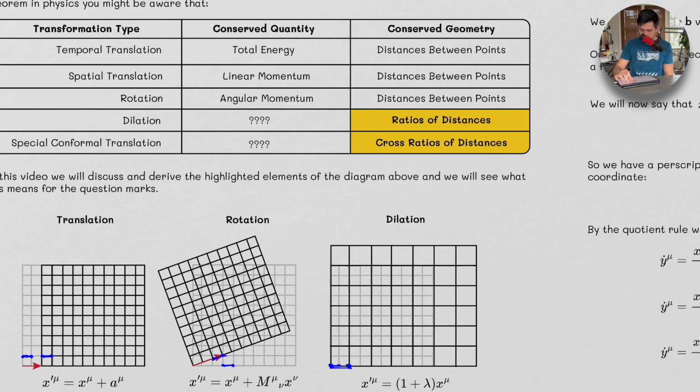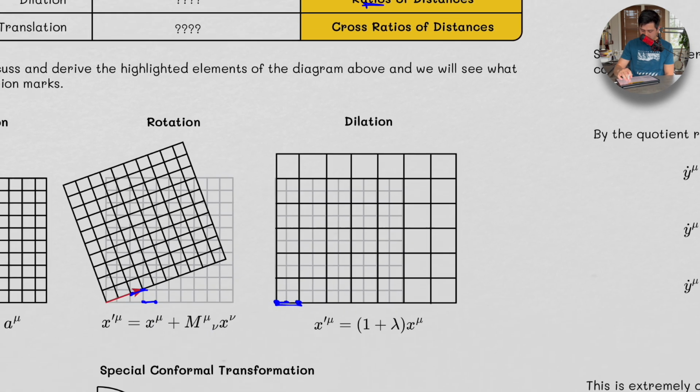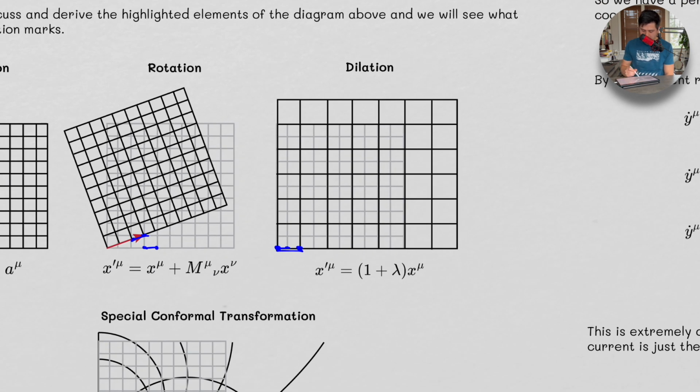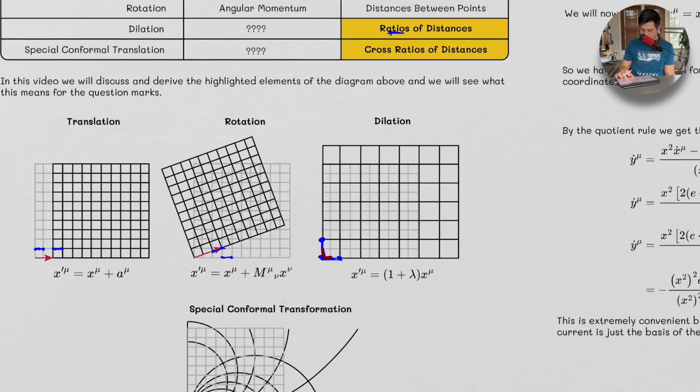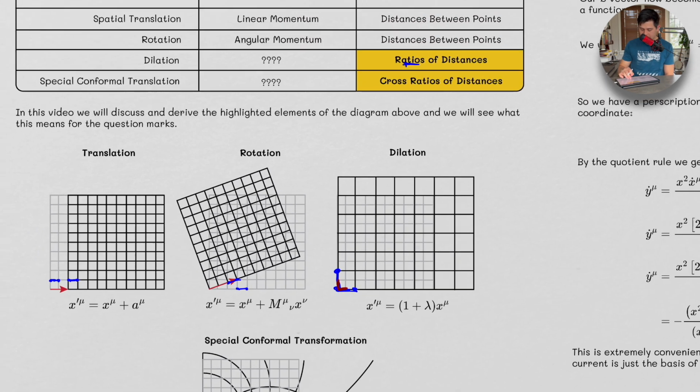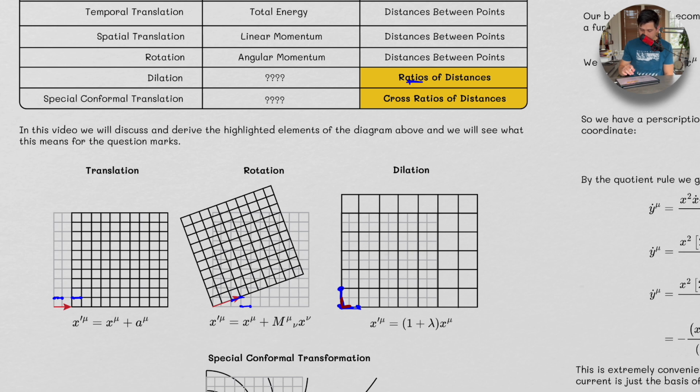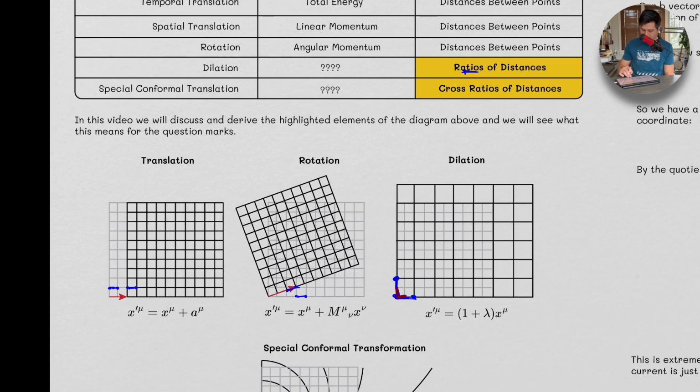The ratios of distances are going to be conserved. So the ratio of this point and this point to, say, this point and this point, that ratio is going to be conserved under dilations. So you have to pick three points in that case, and when you do that, that's the thing that's going to be conserved.